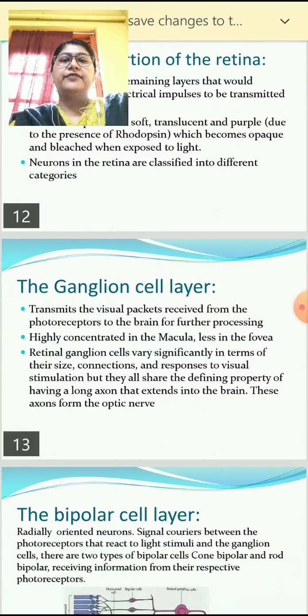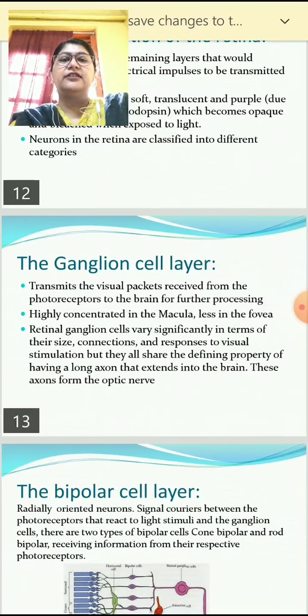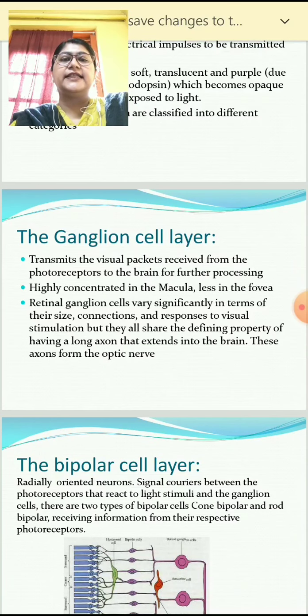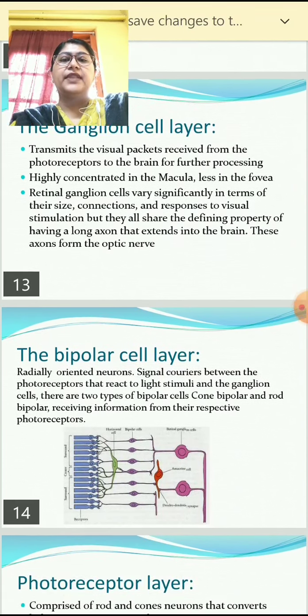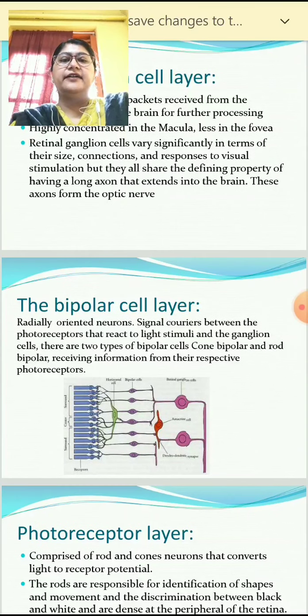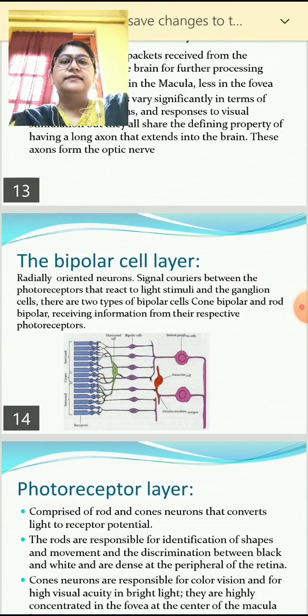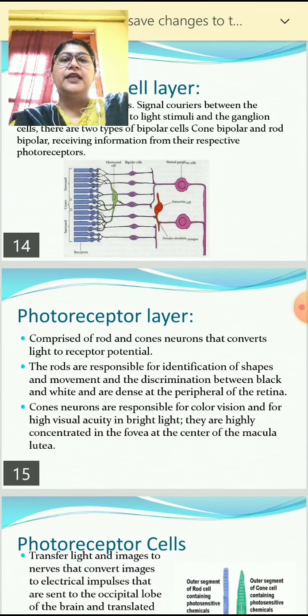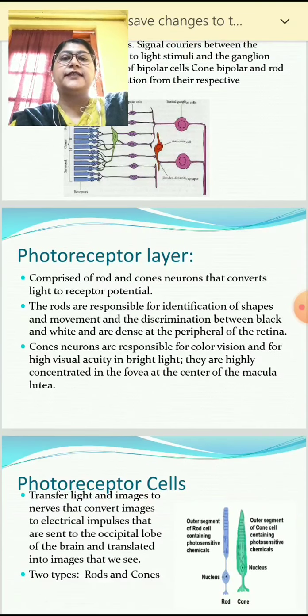Now we have the different sorts of layers, the ganglion cell layer, which is highly concentrated in the macula and is less in the fovea. We have the bipolar cell layer. We have cone bipolar cells and rod bipolar cells. They receive information from their respective photoreceptors. And we have the photoreceptor layer, which comprises the rods and the cones that convert light into receptor potential.